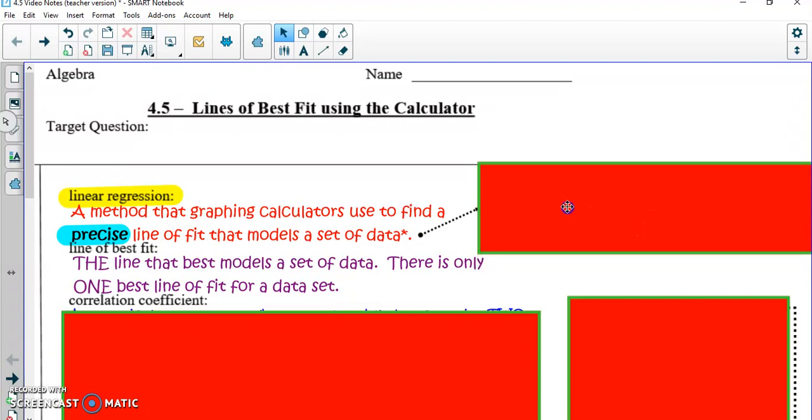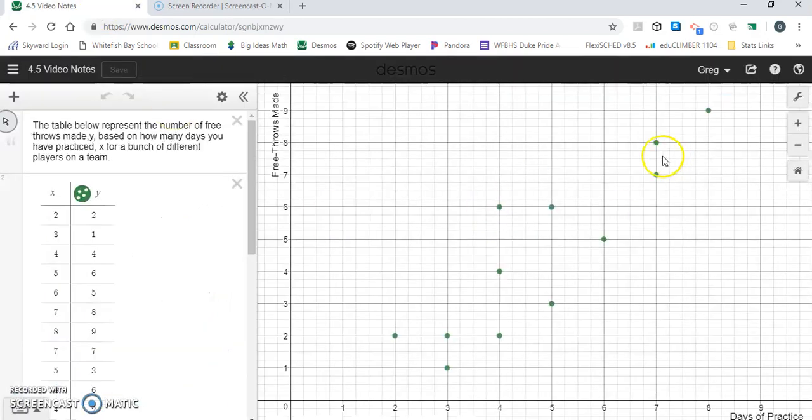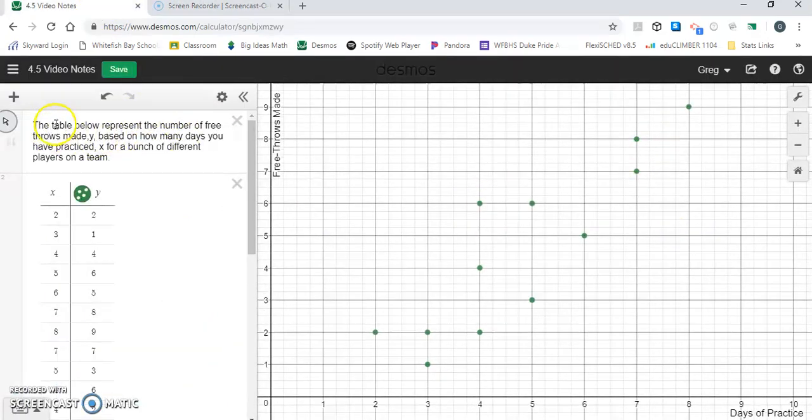What I want you to know is there's only one best line of fit for a set of data. We can have many lines of fit, but there's only one that's best. One little comment with the vocabulary word linear regression: the way that I remember it, regress or regression means to go backwards. So here it's a method where I would have a data set. This table shows the number of free throws you would make based on how many days of practice you've gone to.